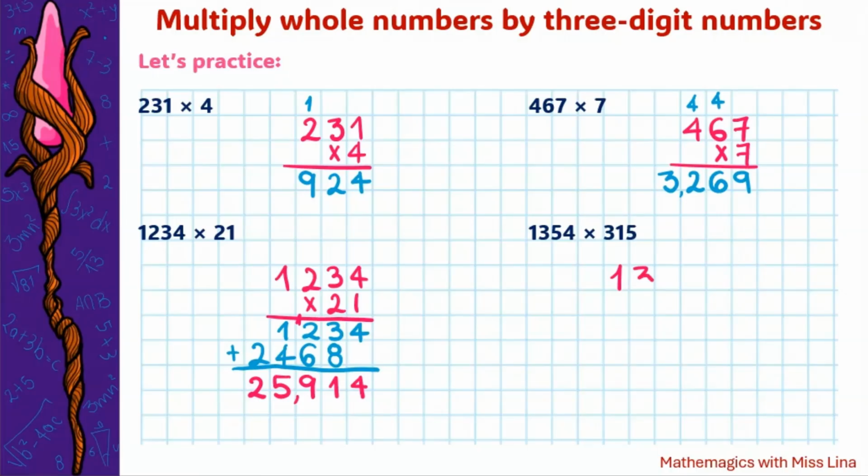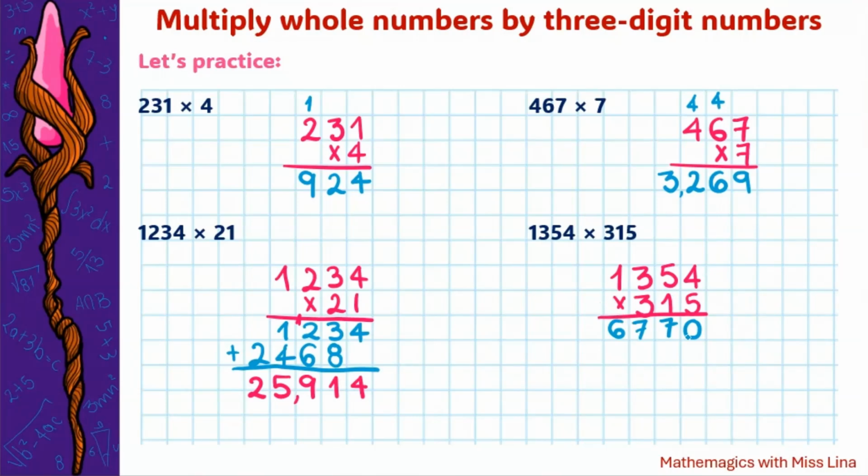And finally, let's do the multiplication by 3 digits. Again, biggest number at the top. 5 times 4 is 20. Carry the 2. 5 times 5 is 25. Plus 2 is 27. Carry the 2. 5 times 3 is 15. Plus 2, 17. 5 times 1 is 5. Plus 1 is 6. This time I'm going to erase the numbers that I carried for the next one.